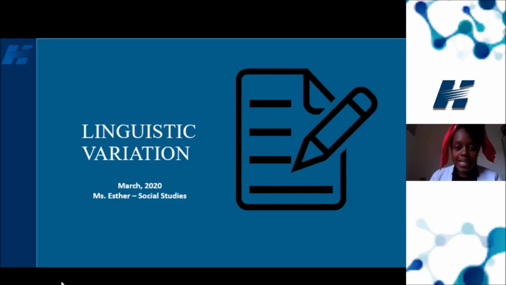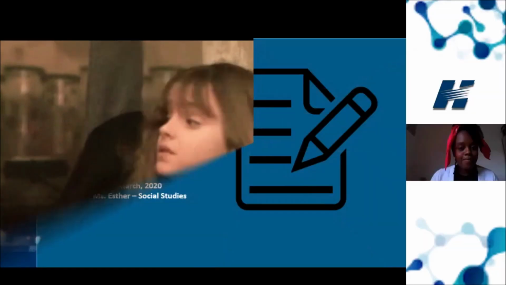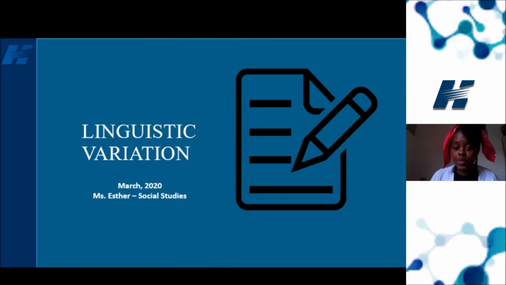Okay, guys, in our last lesson, we started a discussion about linguistic variation, right? But what is it exactly? Yeah, I know you know the answer. So, linguistic variation refers to the different ways that a particular language can be used. Okay. I remember we had a very funny discussion about the word cookie and its correct translation to the Portuguese language. Is it cookie or is it biscoito?